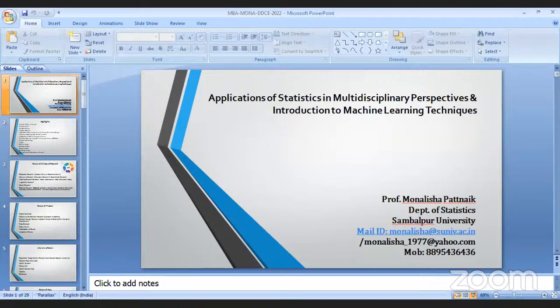Okay, now exactly what is written: applications of statistics in multidisciplinary perspectives and introduction to machine learning techniques. It is advanced technology. I'll just give you the idea of what it is exactly. So what exactly is statistics? How will it help in a multidisciplinary perspective? Multidisciplinary means different types of research: science people, commerce people, social science, then humanities. For any type of research, how statistics will be helpful, that we'll discuss today.